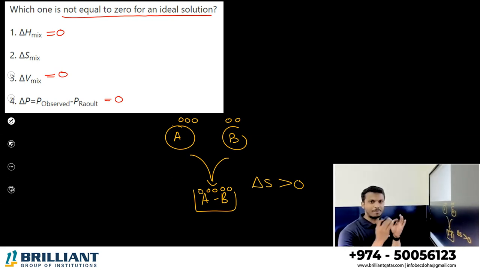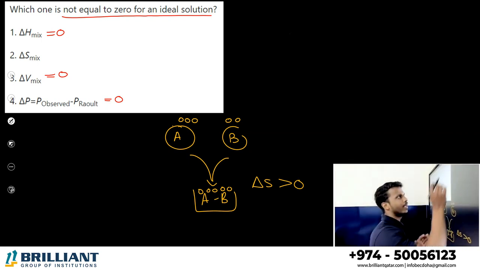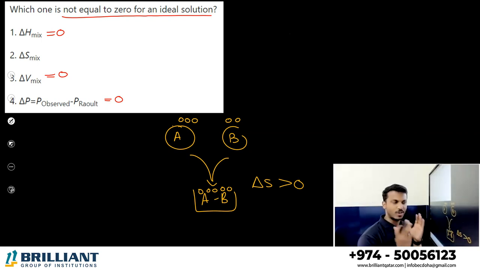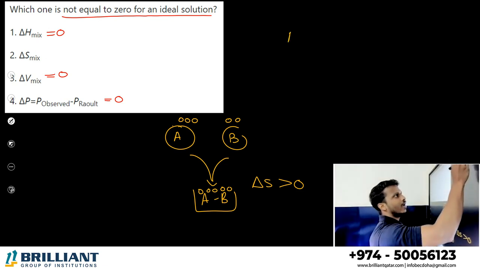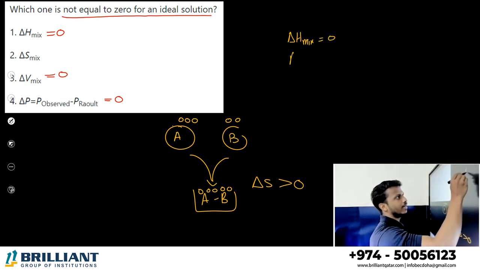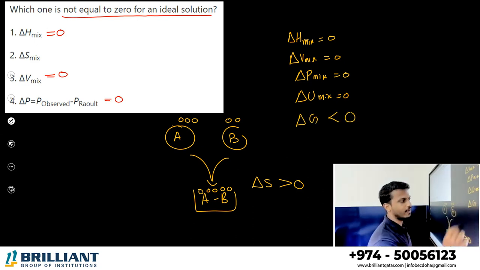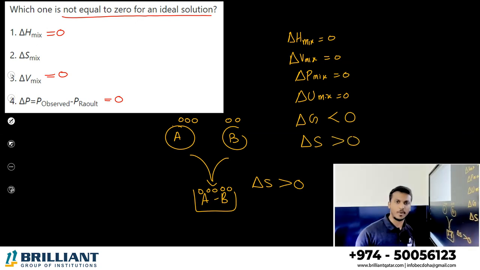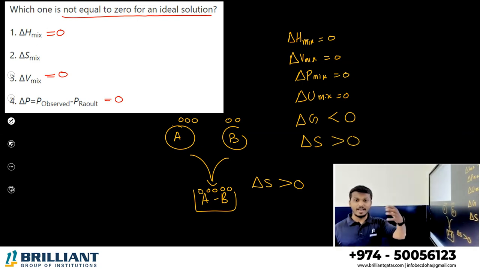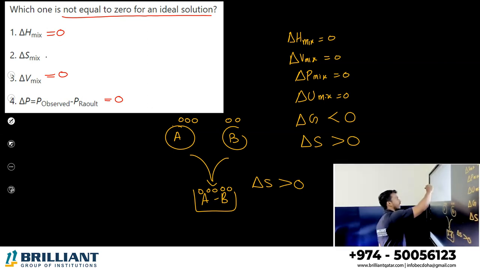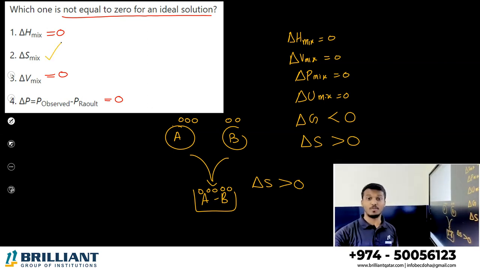So keep in mind, during the mixing of solutions, when you are making an ideal solution, whatever, if you are mixing two solutions and making a new solution, you can say that delta H mixing 0, delta V mixing 0, delta P mixing 0, delta U mixing internal energy 0, delta G should be less than 0, negative, delta S should be greater than 0, positive. These are the conditions normally we use for mixing of two solutions to make a new solution. So which is not equal to 0 means delta S mixing, which should be greater than 0, a positive value.